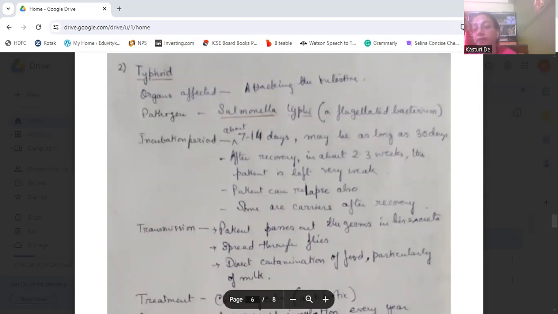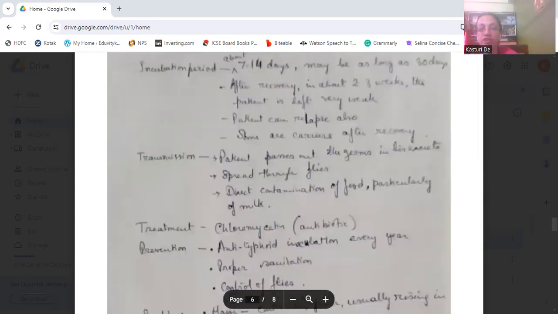Now, after recovering from typhoid, in about 2 to 3 weeks, the patient becomes very weak. It can relapse also, and the person, after getting infected, can be a carrier also. Now, how is it transmitted?